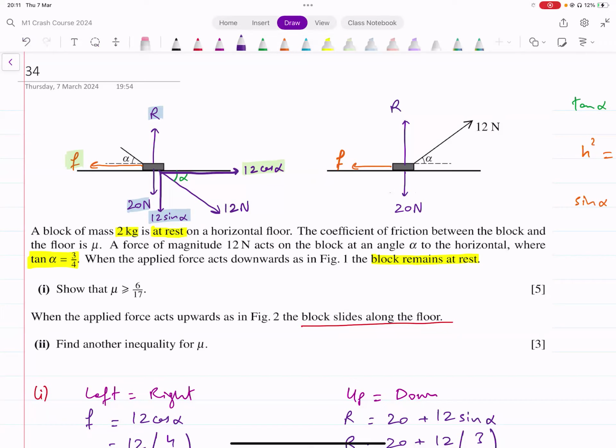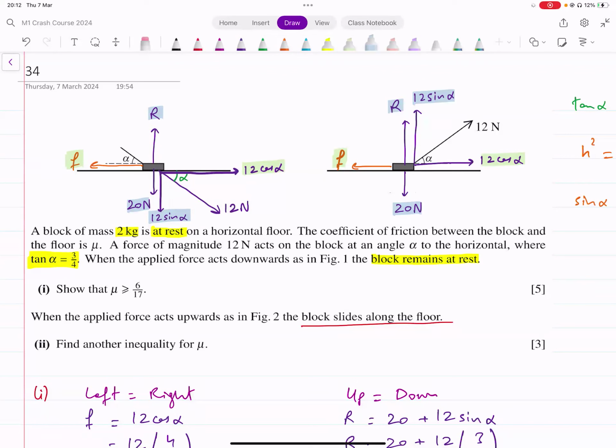Now we can resolve 12 Newton. There are two components of 12. One component is going to act towards the right side. That's going to be 12 cos alpha, and one component that is going to act in the vertical direction. That's going to be 12 sine alpha. Now we have some horizontal forces again. We've got friction here, and we have on the right side 12 cos alpha. And vertically, we have 12 sine alpha, and we have R, and we also have 20. These are the vertical forces that we have. So we have some horizontal forces and we have some vertical forces.